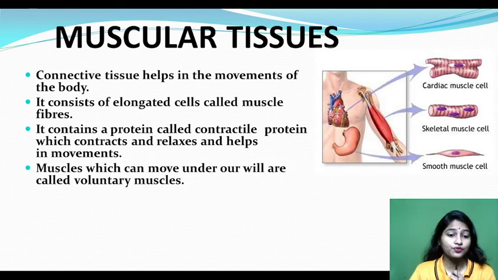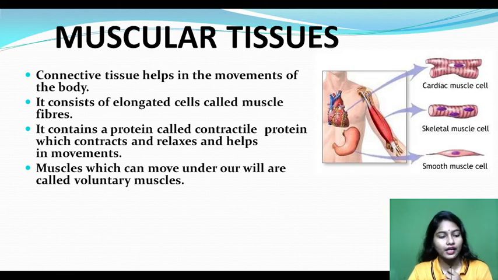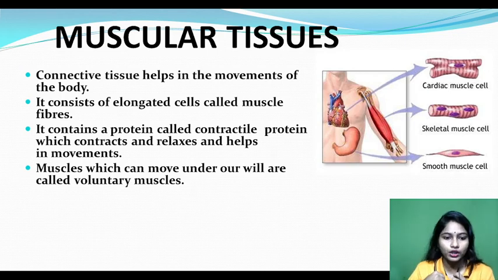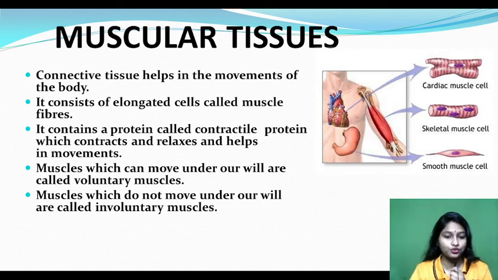Then muscles which can move under our will are called voluntary muscles. See, I am moving my hand, I am moving my head. These movements are under my control, right? That's why they are called voluntary muscles. But see, my heart is beating. Even if I want to, I cannot stop my heartbeat, right? Because they are involuntary, I cannot control their movement. That's why they are called involuntary muscles. So muscles which do not move under our will are called involuntary muscles.